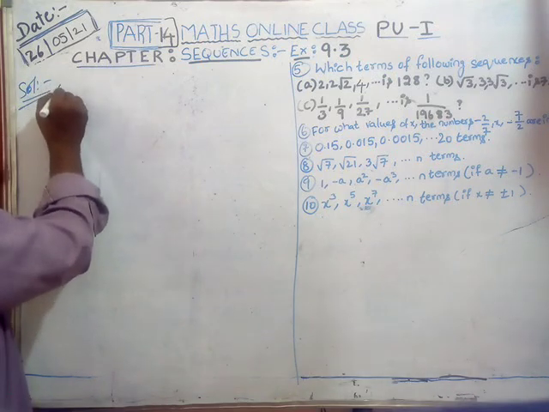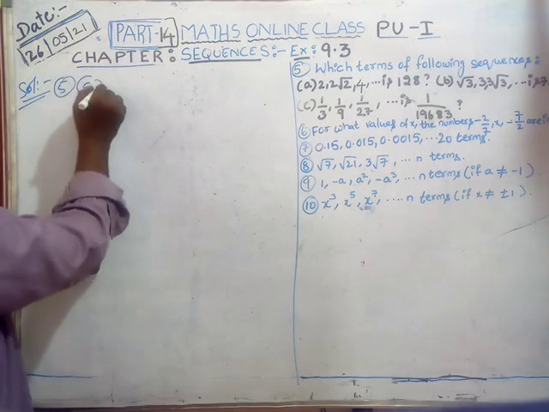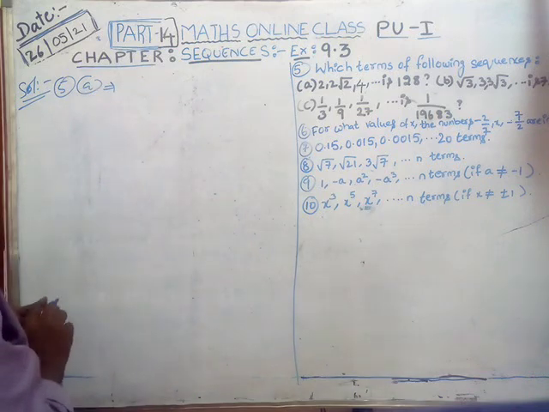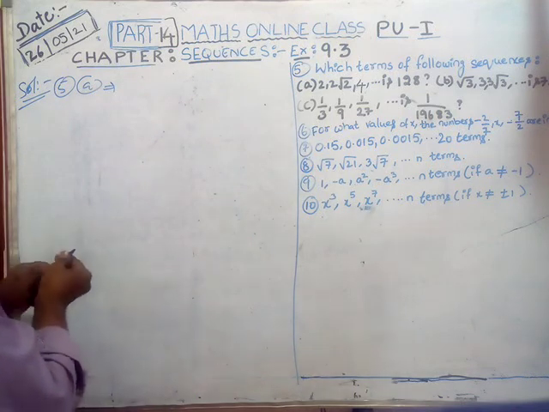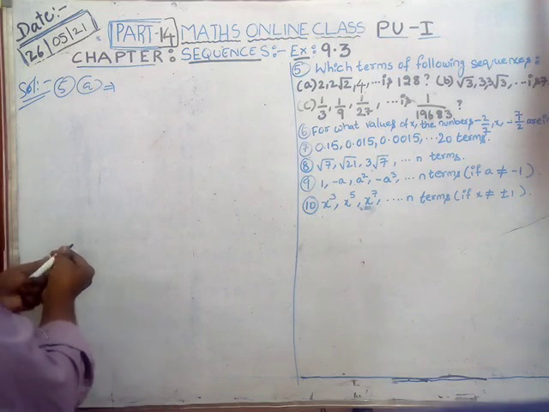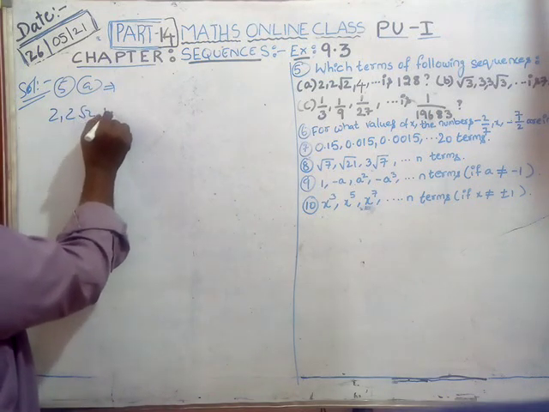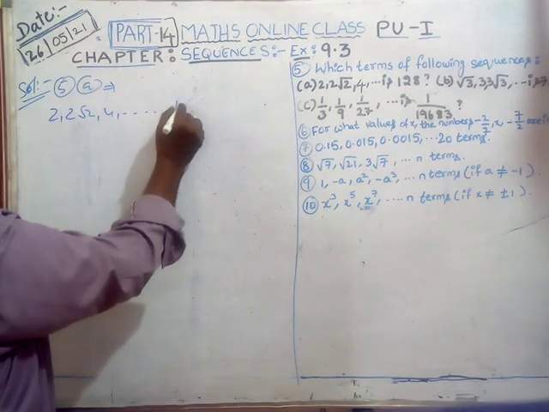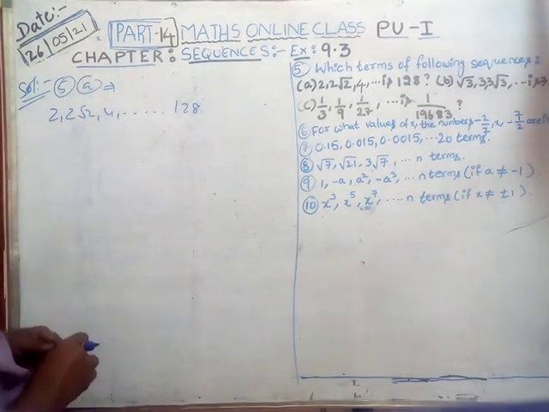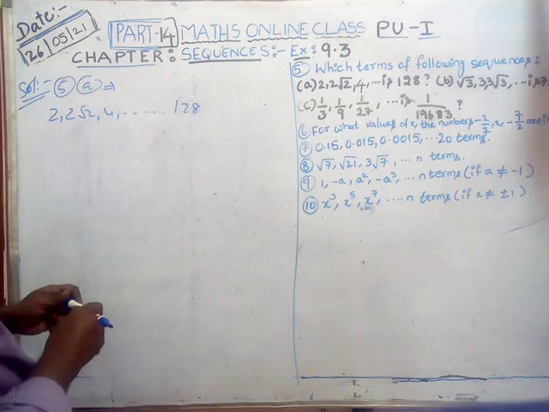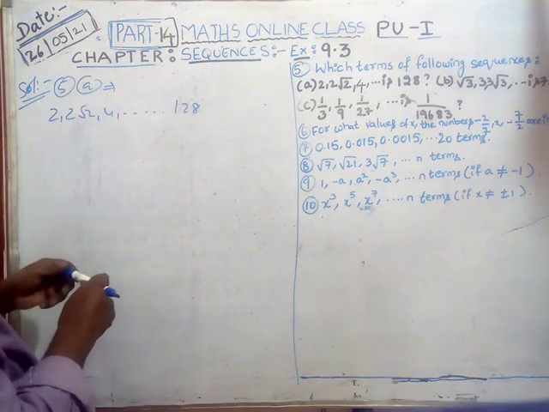See, the fifth, part A. We are given 2, 2 root 2, 4, ..., 128. The number 128 is which term of this sequence? That is the question.